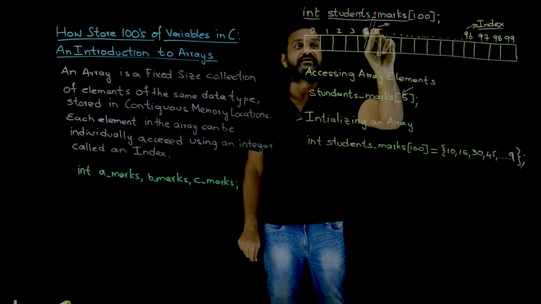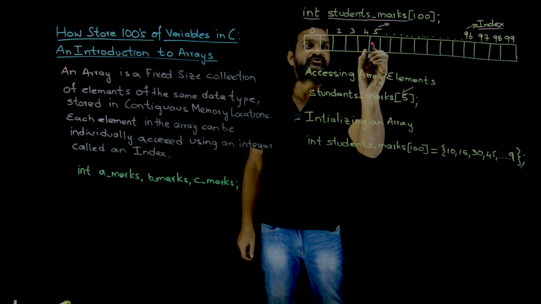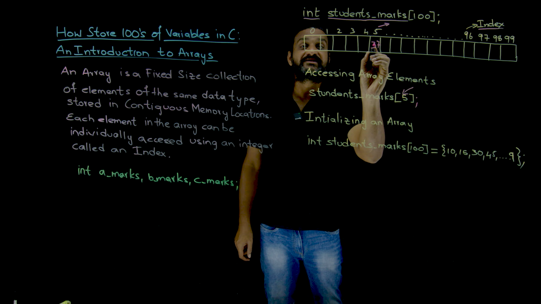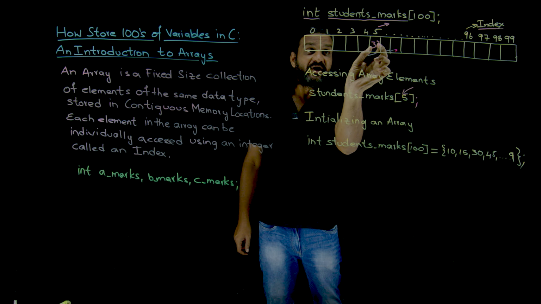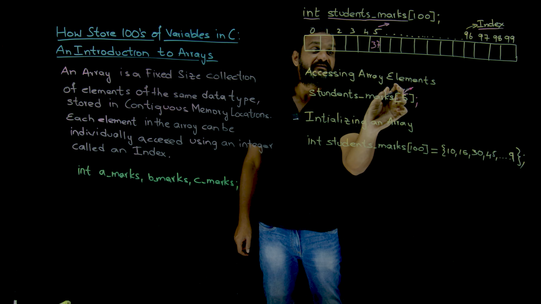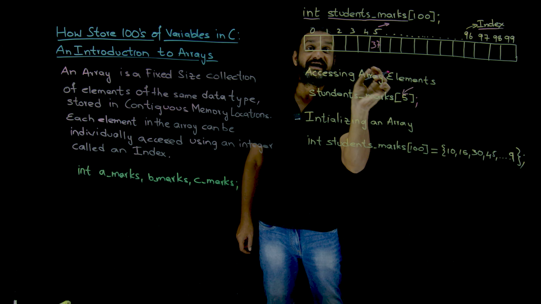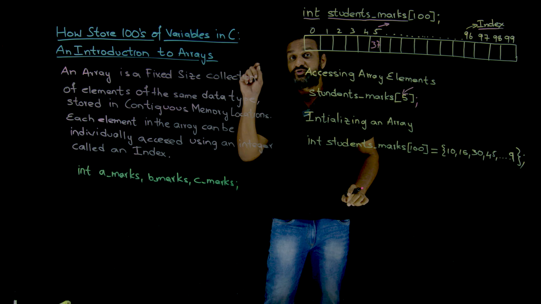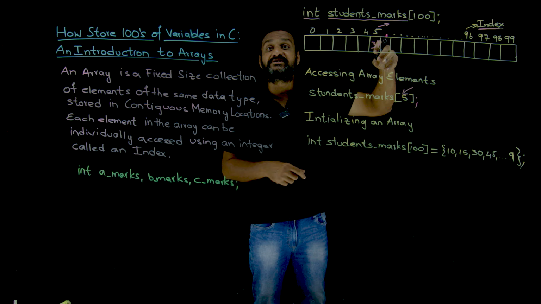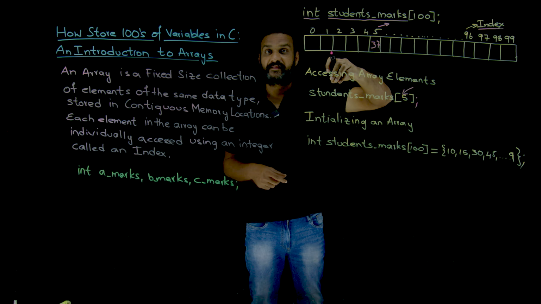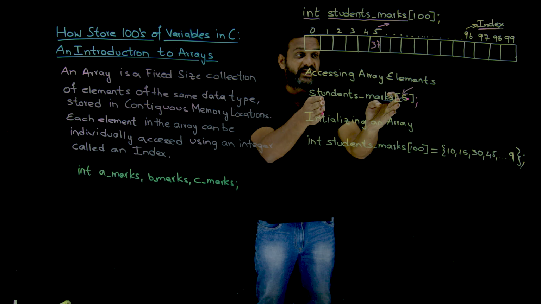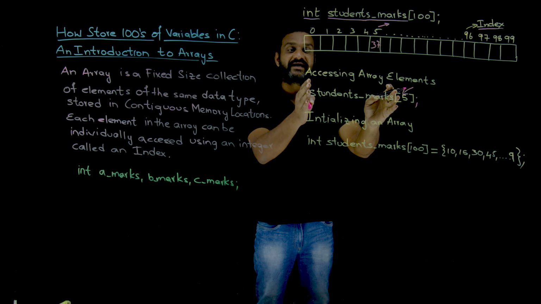Let's assume that here you are having 37. What are we going to access? We are going to access the value 37 by using its index. Index is the point through which we can access the elements of the array. Okay, so this is how the elements of the array can be accessed.